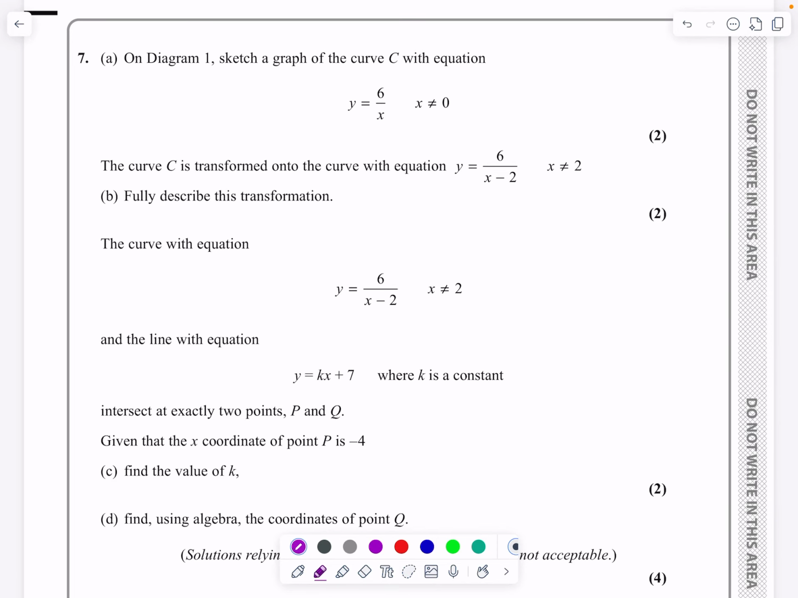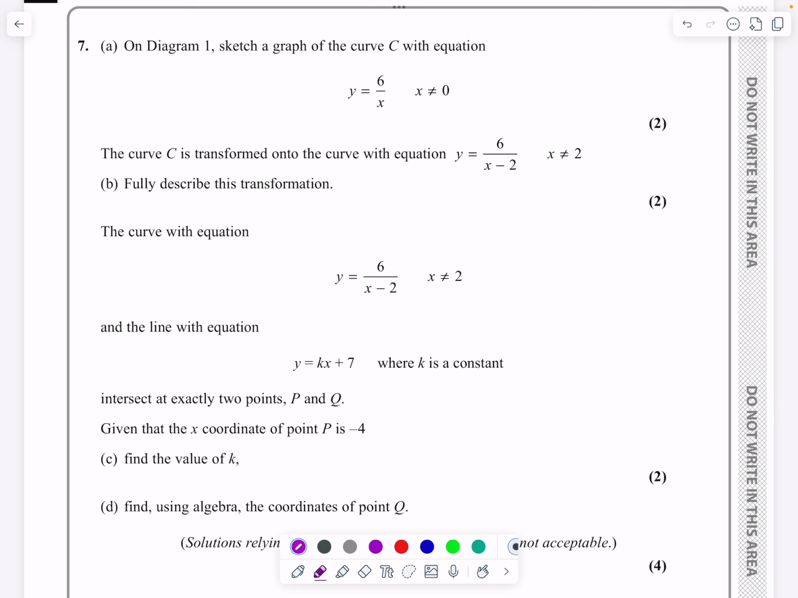Okay, this is the P1 paper for January 2023. It's question number 7, and this is a graphs and transformations question, and then a little bit later on there'll be some work on quadratics. Let's jump straight in and have a look at it.